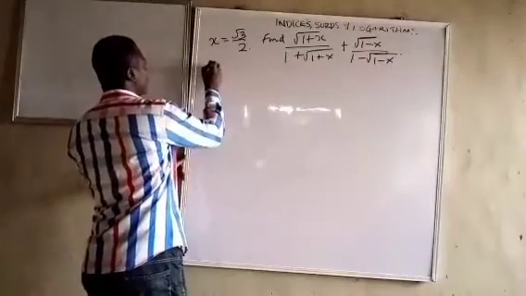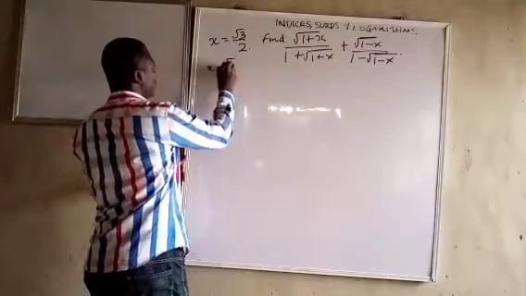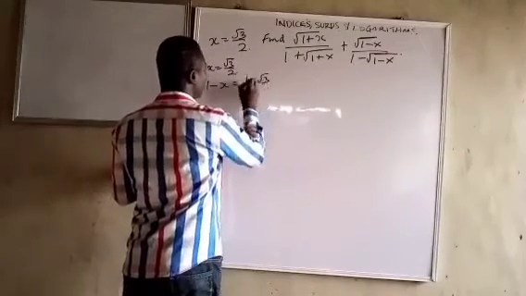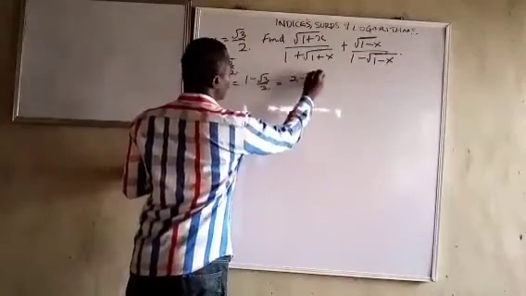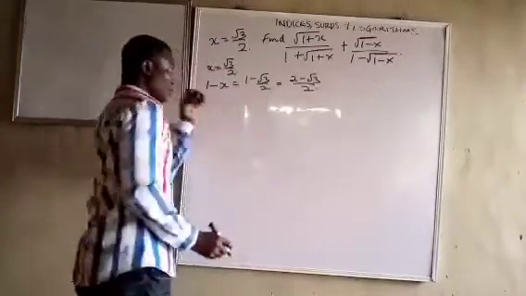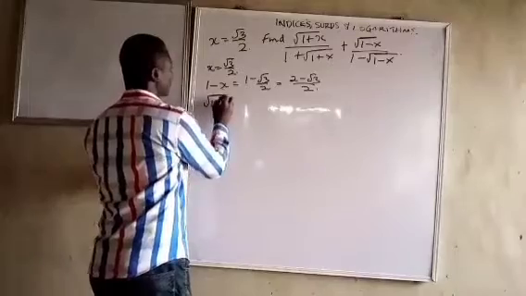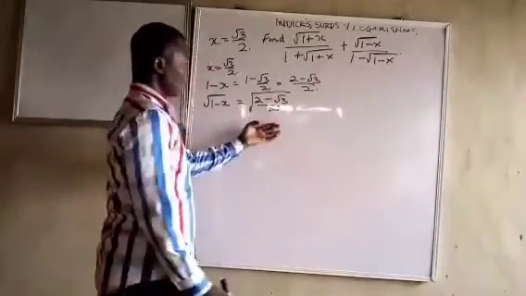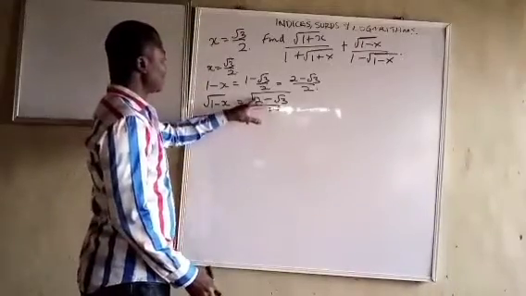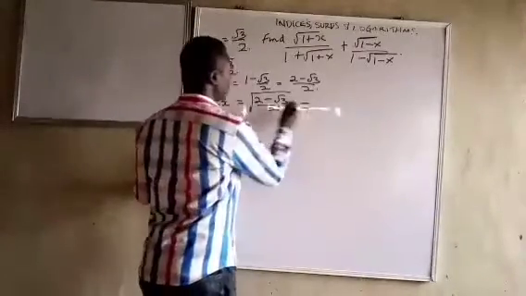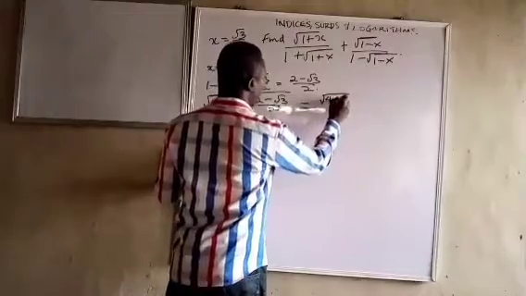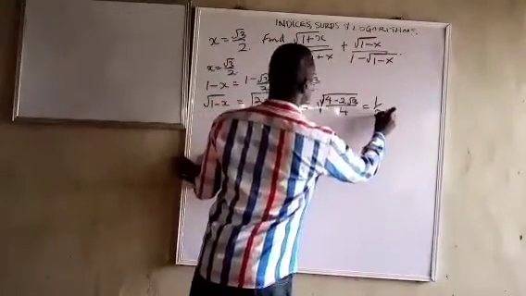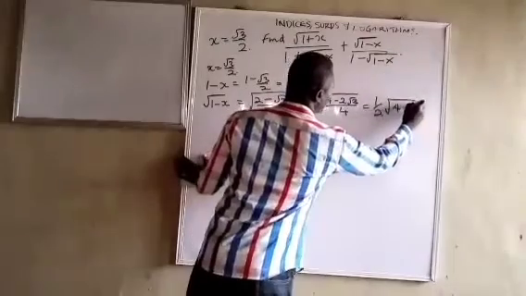Therefore, let's see. X equals to root 3 over 2. 1 minus x is equal to 1 minus root 3 over 2, which is 2 minus root 3 over 2. Let's quickly find the square root of this. So square root of 1 minus x is equal to 2 minus root 3 over 2, all roots. And if we want to make this one easier, let's multiply the denominator and numerator by 2. So that we can bring the 2 out. It is going to be root of 4 minus 2 root 3 over 4, which makes it half root 4 minus 2 root 3.